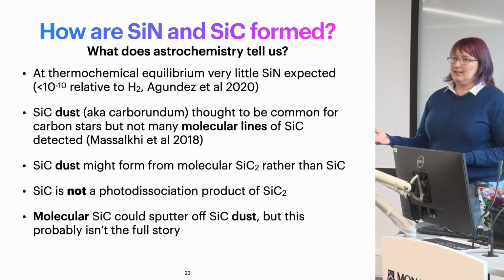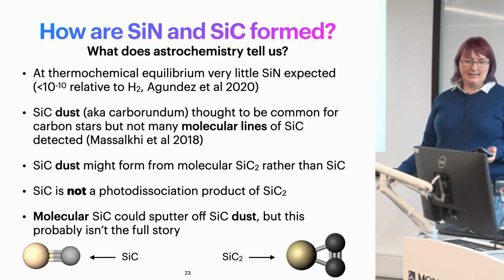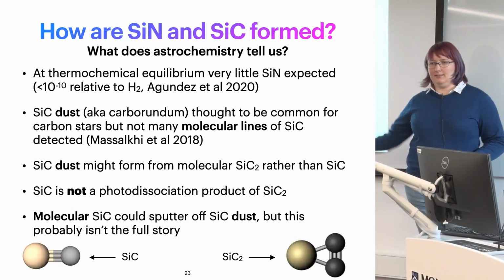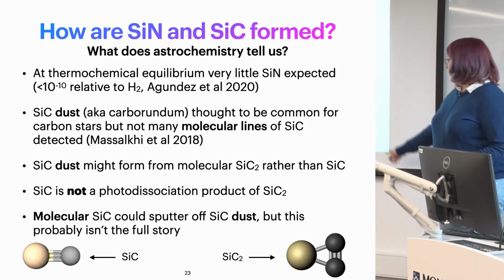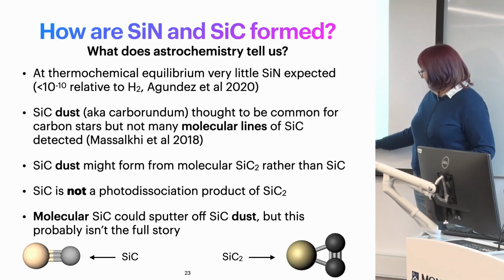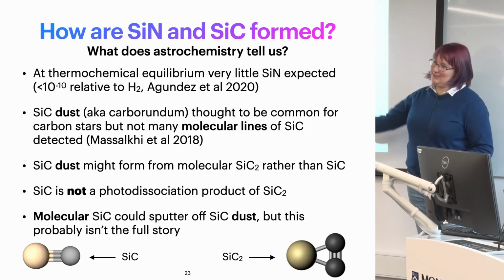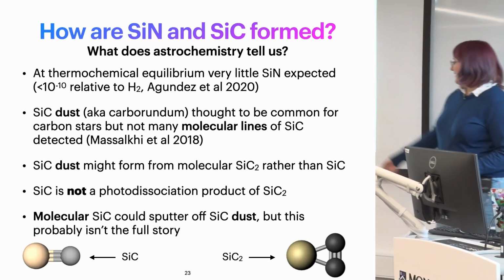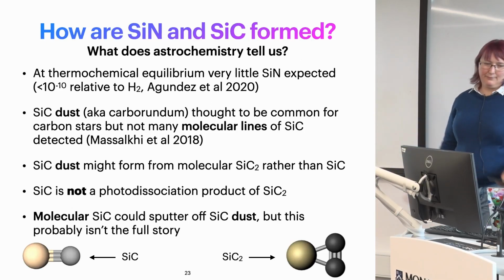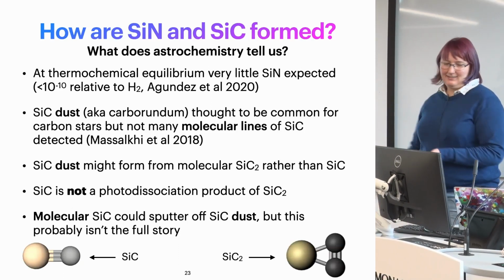There's also the idea that SiC dust might form from the molecule SiC2 rather than SiC, and they're quite different. I mean, silicon and carbon, but SiC is a triple bond between the Si and the C, and SiC2 has a triple bond between carbons. So you have to break 4 bonds in a way to go from SiC2 to SiC, which isn't really what happens. If this is destroyed, you actually just knock the Si off. So the formation-wise, they're not linked, even though it seems like maybe they should be from just the atoms.